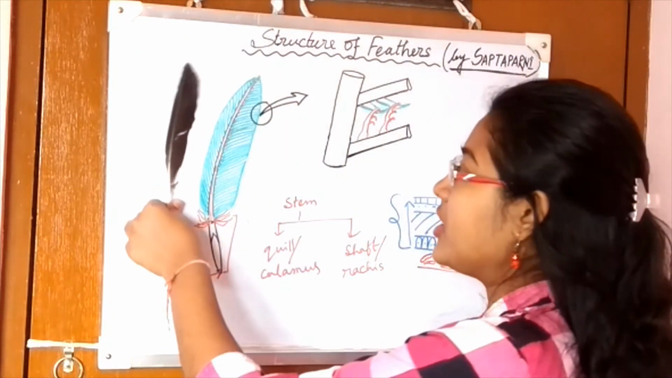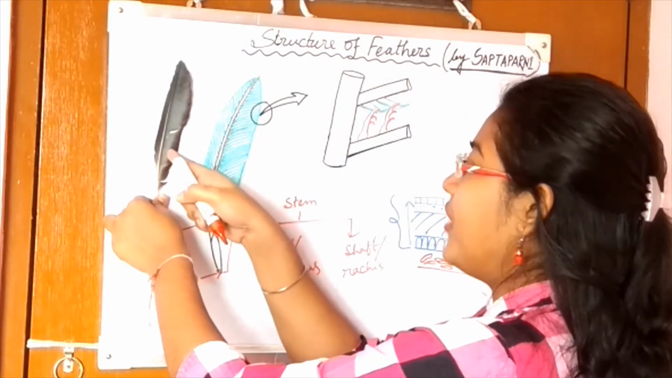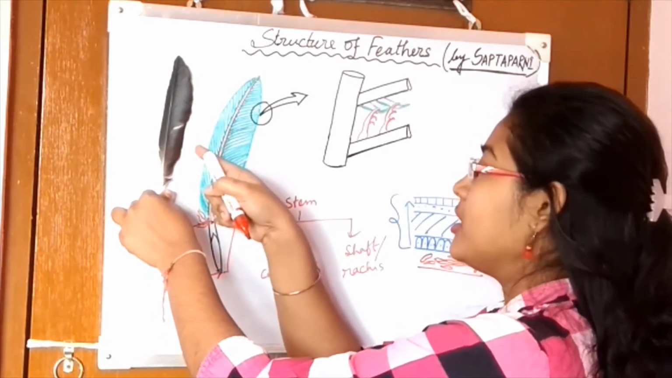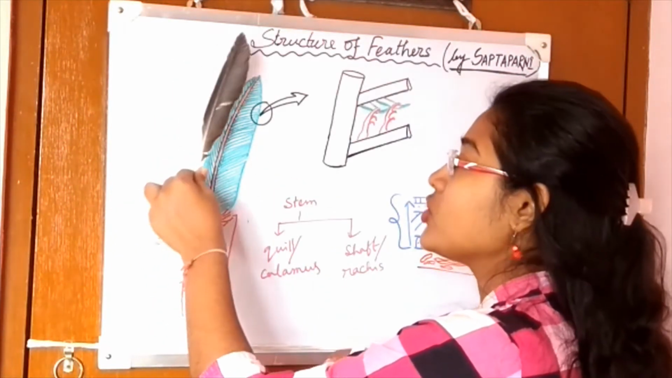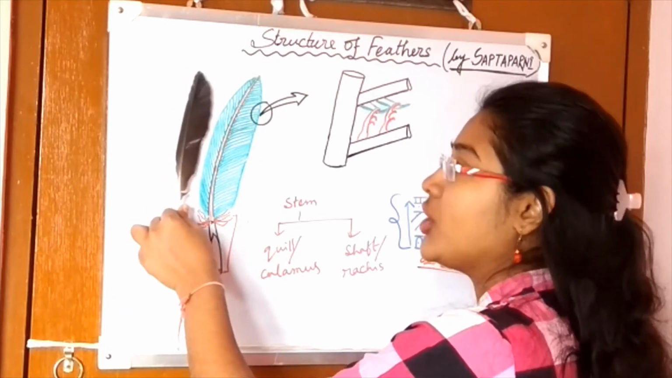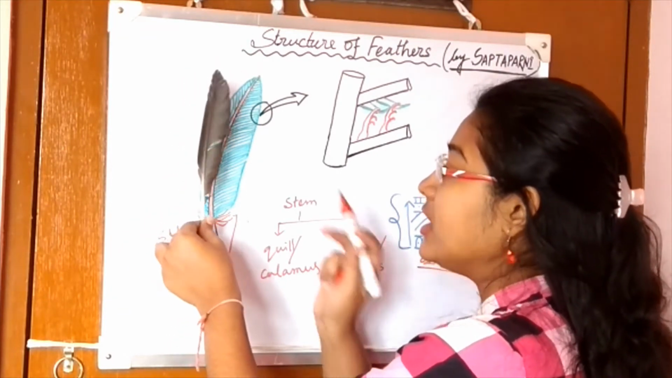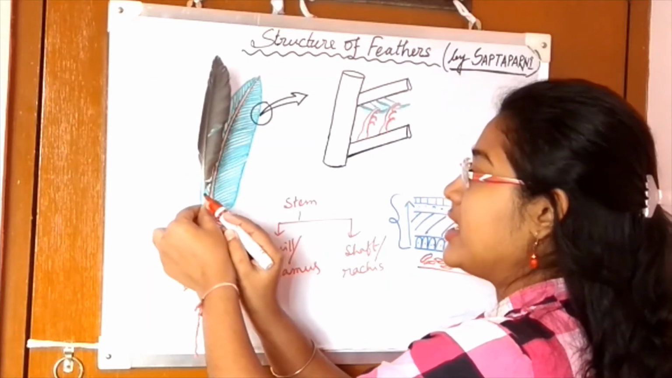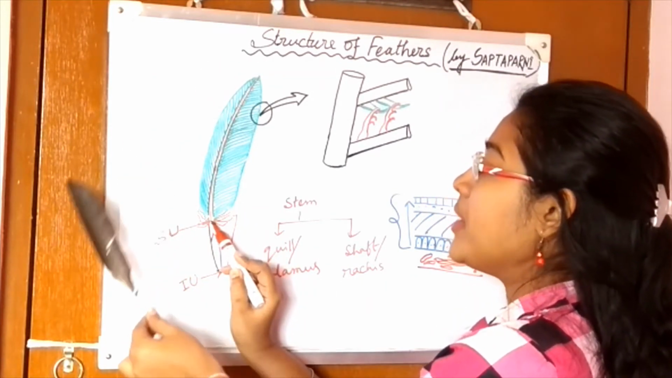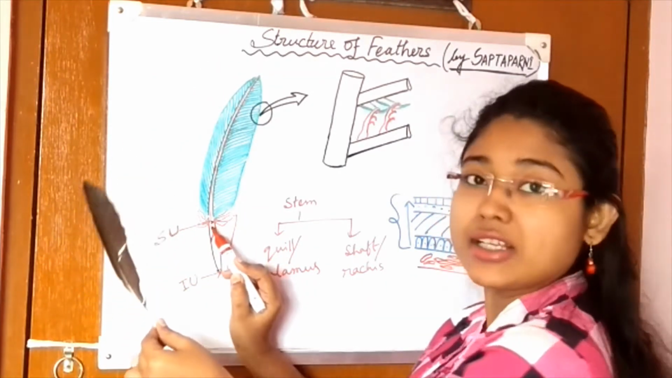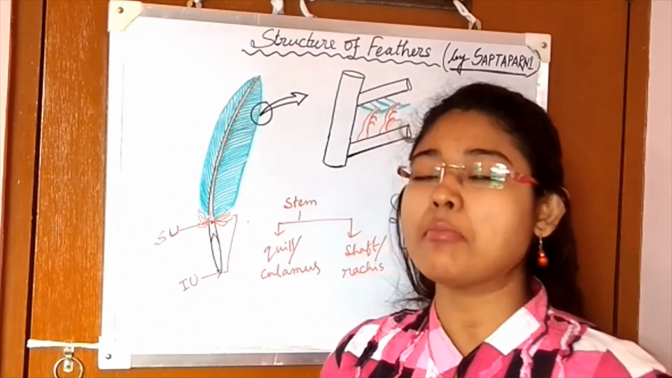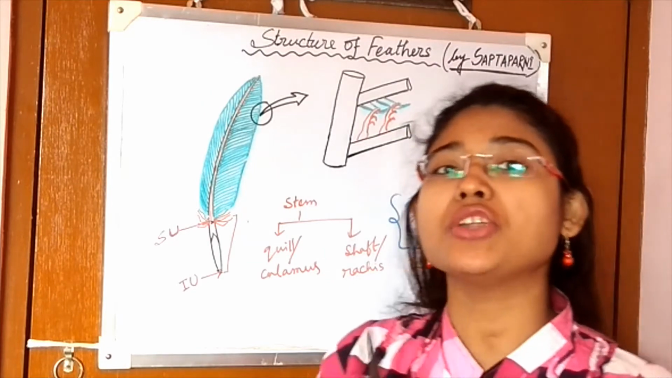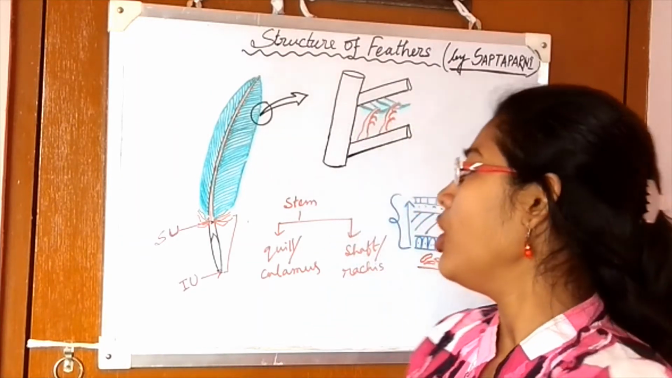See, if I draw it ventrally, you will find that the vein at this portion, the inner portion, is broader and the outer portion is narrower. Okay, so this is the ventral structure of a feather. And at the ventral side here, you can see this is the superior umbilicus. Okay, this is the superior umbilicus. So you will find the superior umbilicus in the inner side or the ventral side of a feather.